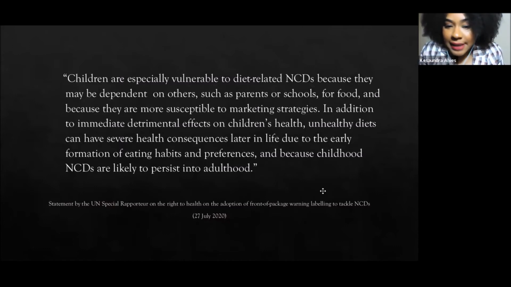So this is a statement from the UN Special Rapporteur on the right to health on the adoption of front of package warning labeling to tackle non-communicable diseases. So you can see from this, everything that your panelists just spoke about: children are more vulnerable, these marketing strategies really affect them, the environment that they're in really affects them, their access to healthy food will affect them, and they form these eating habits very early in life. And an overweight child, as you will see, I'm sure some people talk about the evidence, an overweight child is likely to become an overweight adult.